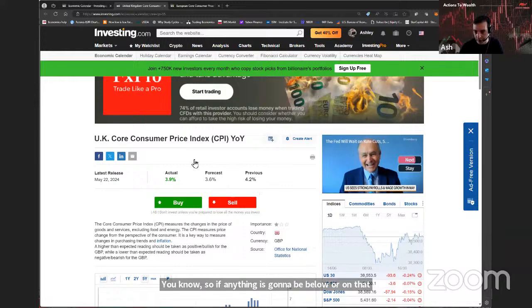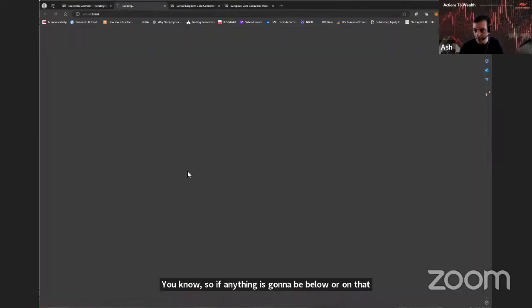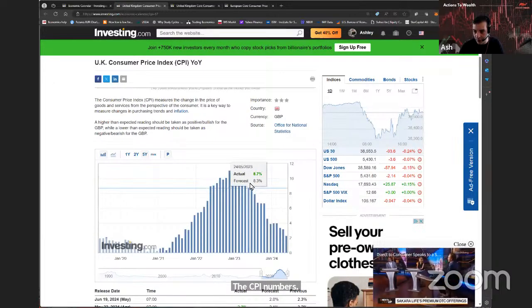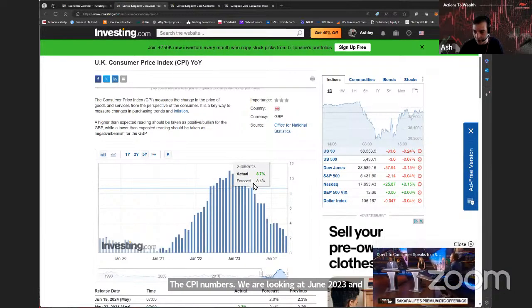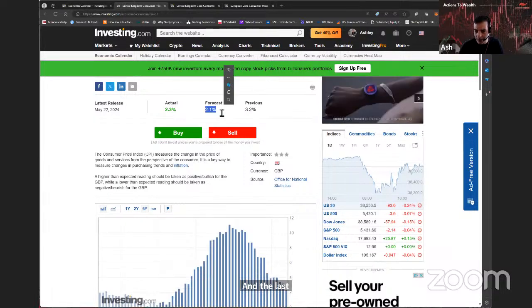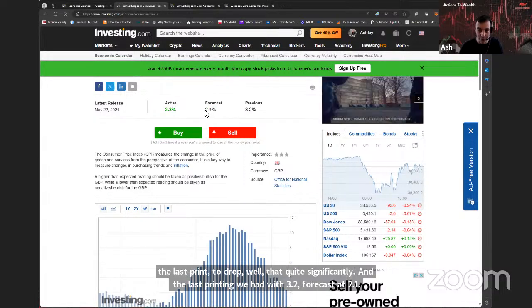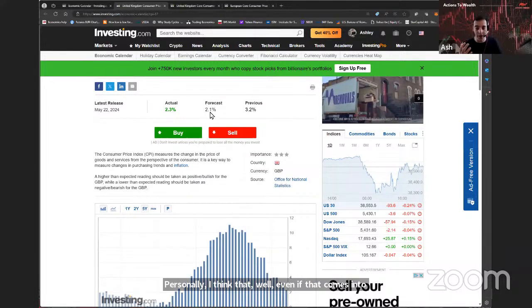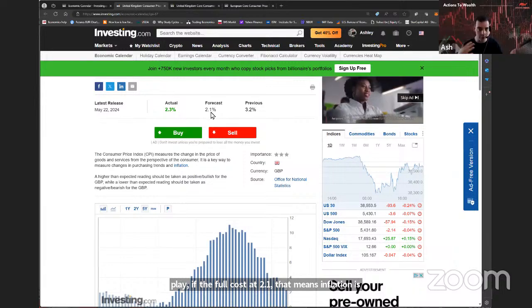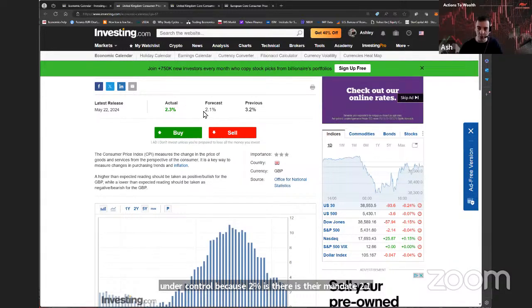Now, if we look at inflation, the CPI numbers, we are looking at June 2023, and actually the June 2023 number, 8.7%, and then they did start to drop quite significantly. And the last printing we had was 3.2, forecast at 2.1. Personally, I think that even if that comes into play, if the forecast is at 2.1, that means inflation is under control, because 2% is their mandate. 2.1, so 1.9, 2.1. That's effectively saying inflation is under control.